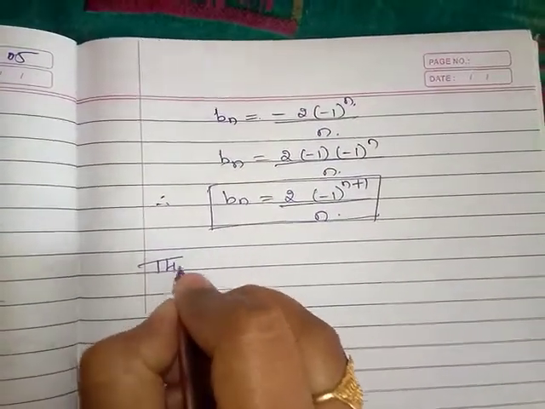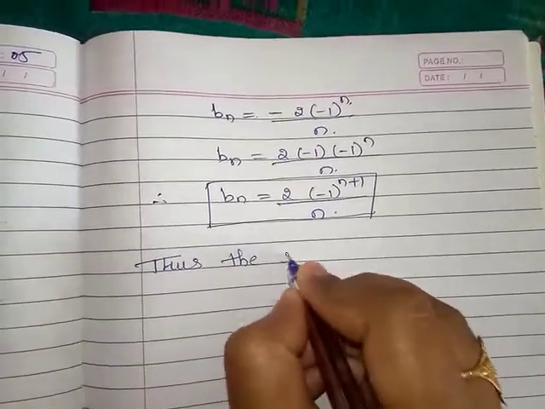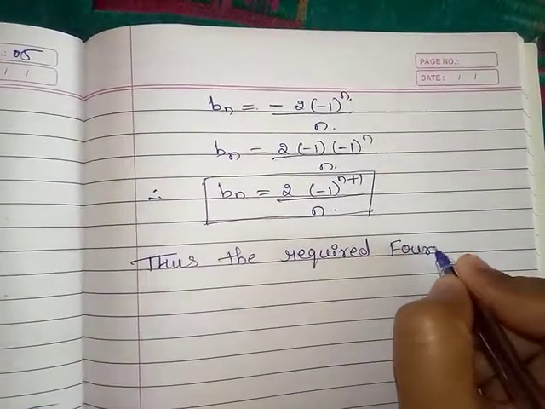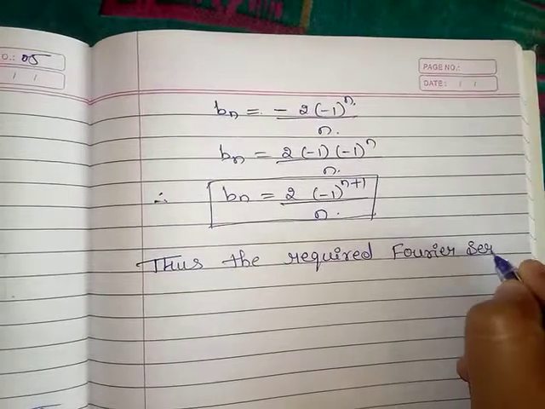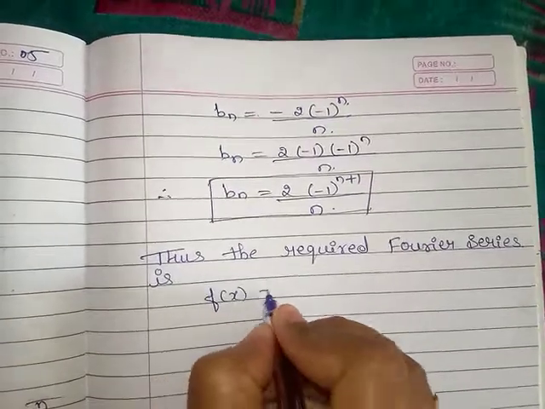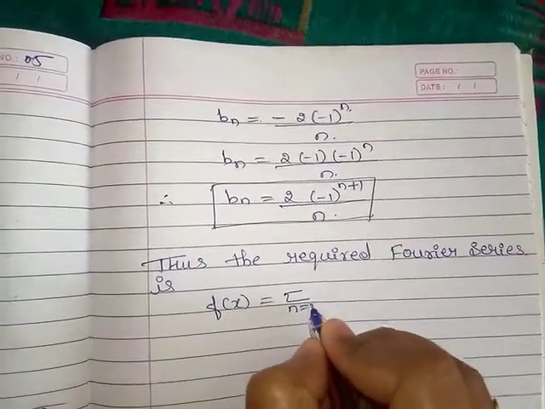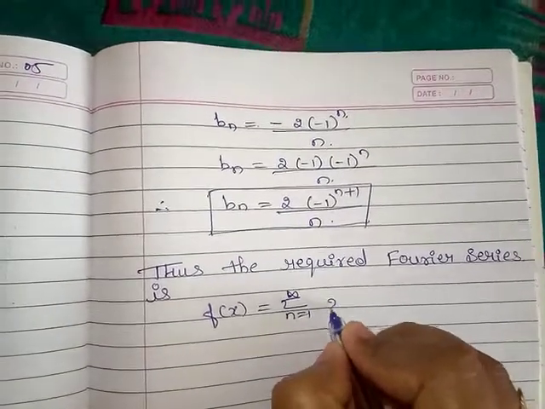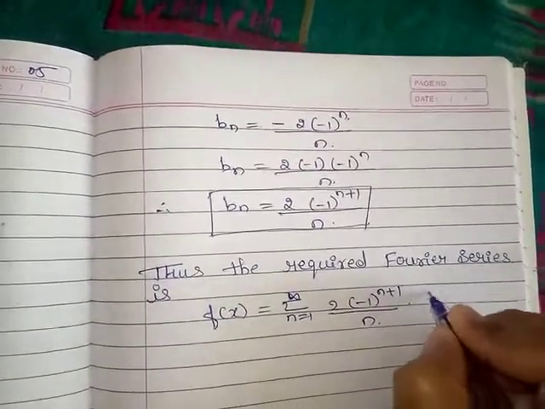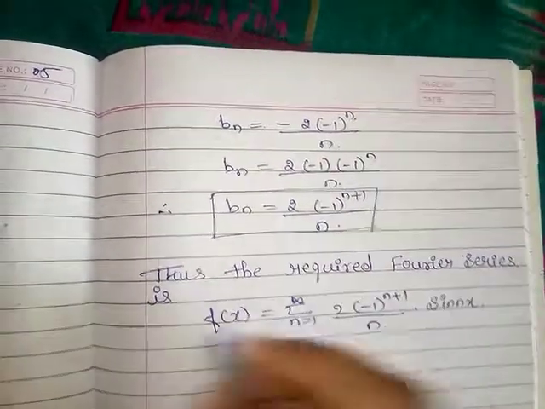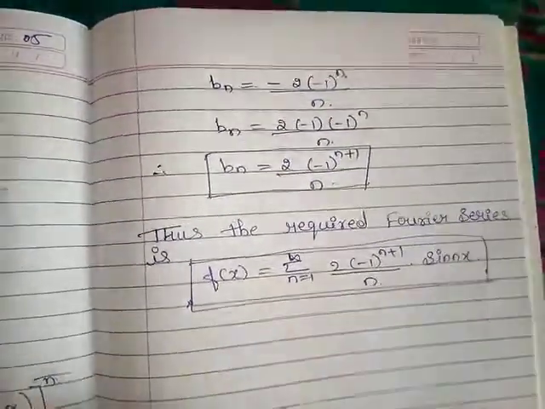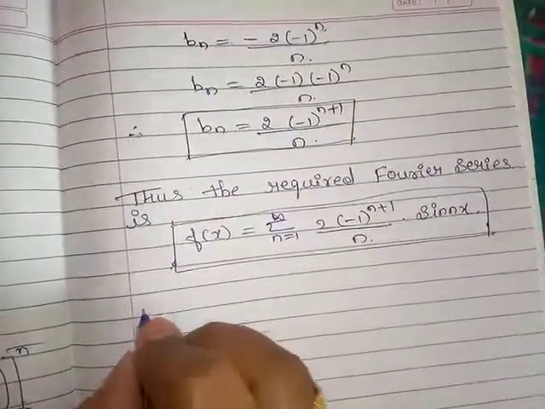Thus, the required Fourier series is f of x is equal to summation n running from 1 to infinity 2 into minus 1 raised to n plus 1 divided by n into sin nx, which is the required Fourier series for the given function. Now we have to deduce their series.